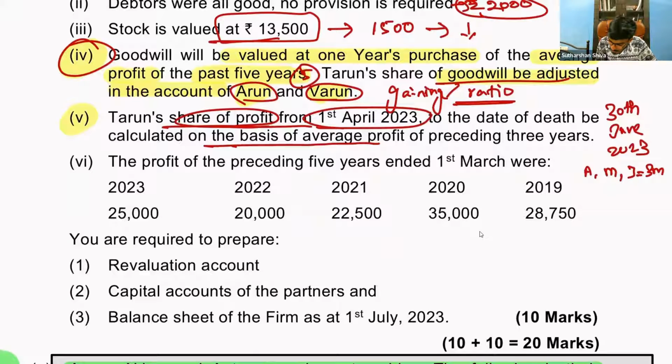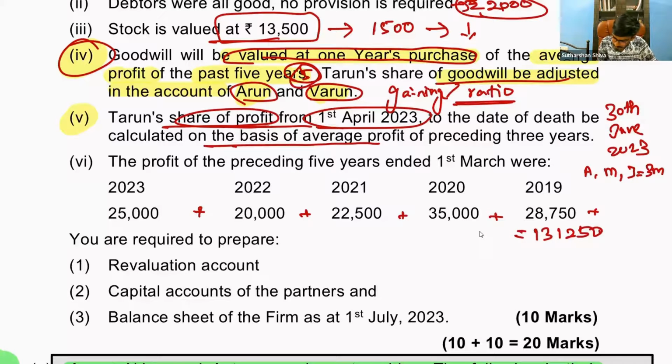Valued at 1 year purchase of past 5 years. Take all these values in your calculator. Do what I say. Those who are watching this video on YouTube, also calculate it. 25,000 plus 20,000 plus 22,500 plus 35,000 plus 28,750 is 1,31,250, right? Divided by 5, you will get 26,250. 26,250 is the average profit.